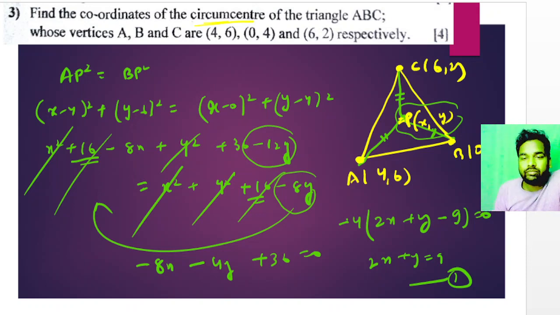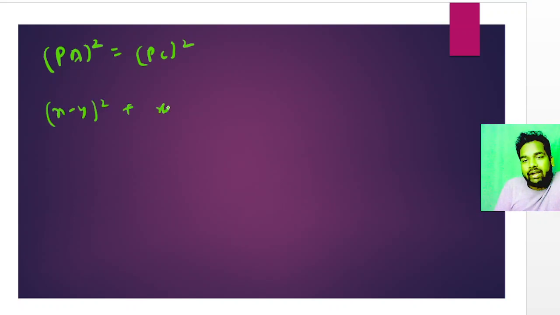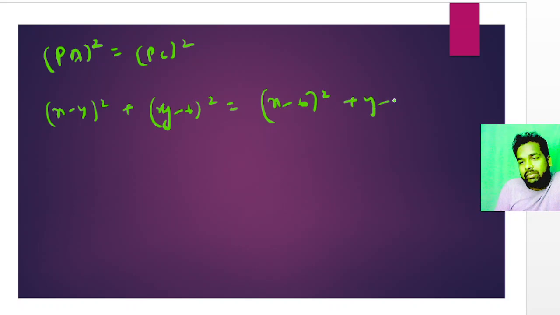Okay, now for the second equation we can write PA squared is equal to PC squared. Now PA we can write once again: (x minus 4) the whole square plus (y minus 6) the whole square is equal to (x minus 6) the whole square plus (y minus 2) the whole square.